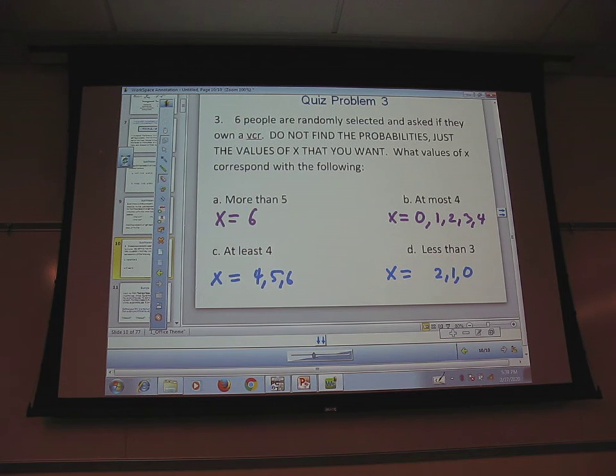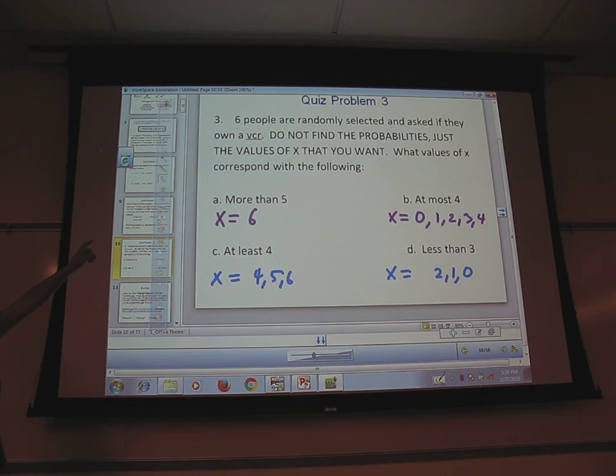Good? Yes, I have a question. How can you get 0 if you have 6 people? 0 successes. I picked 6 people. How many of them are math majors? 0 of them. Do you see what I'm saying?